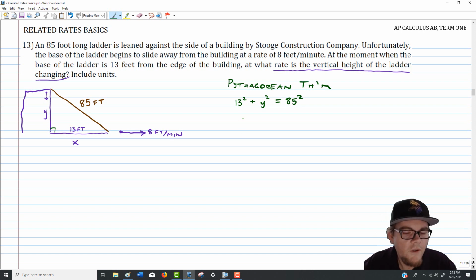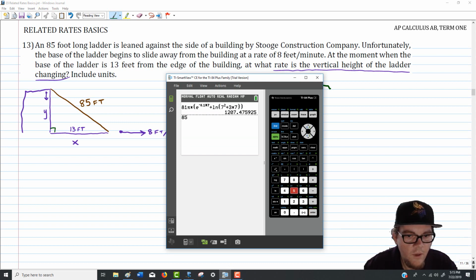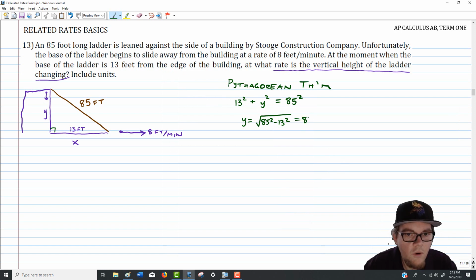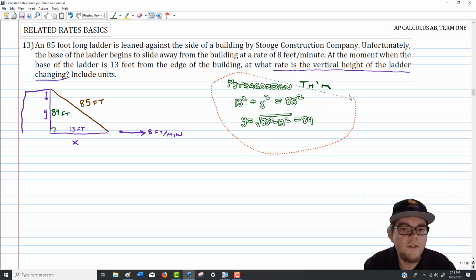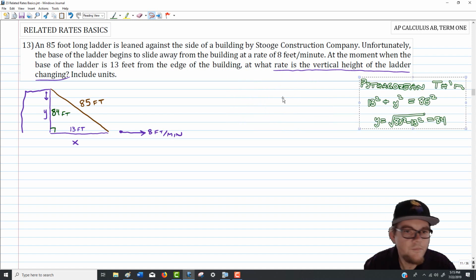With that said, we want to figure out y. Y is going to be the square root of 85 squared minus 13 squared. I don't happen to know that one off the top of my head. So 85 squared minus 13 squared. I hope it's a nice number. I can't tell. Let's square root it, or take it to the 0.5 power. We get 84. So this is 84, and that means at that snapshot instant when we're 13 feet from the base of the building, we are actually 84 feet above the floor as well. Now we know the specifics of that situation. When we snapshot, we know all the relevant dimensions.